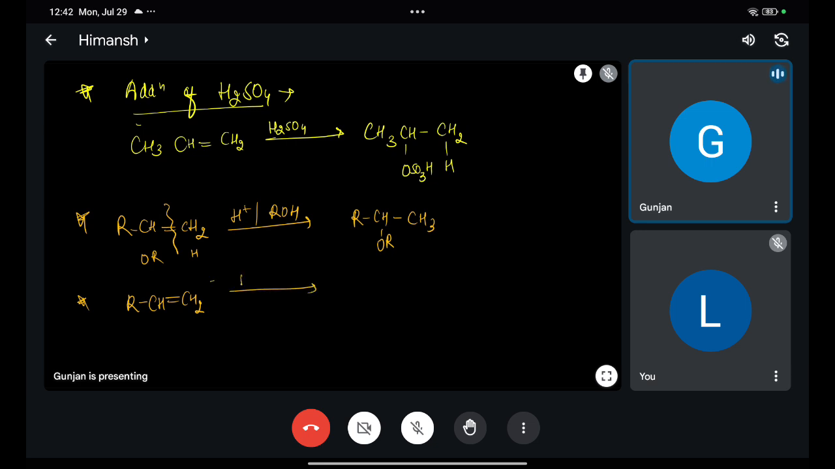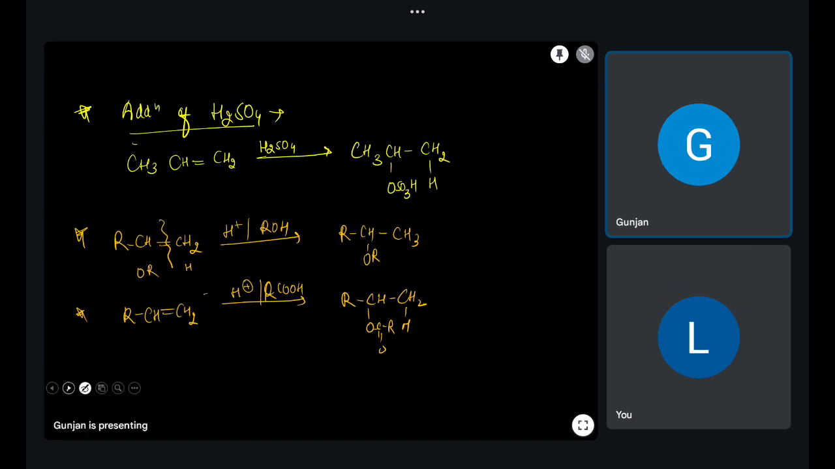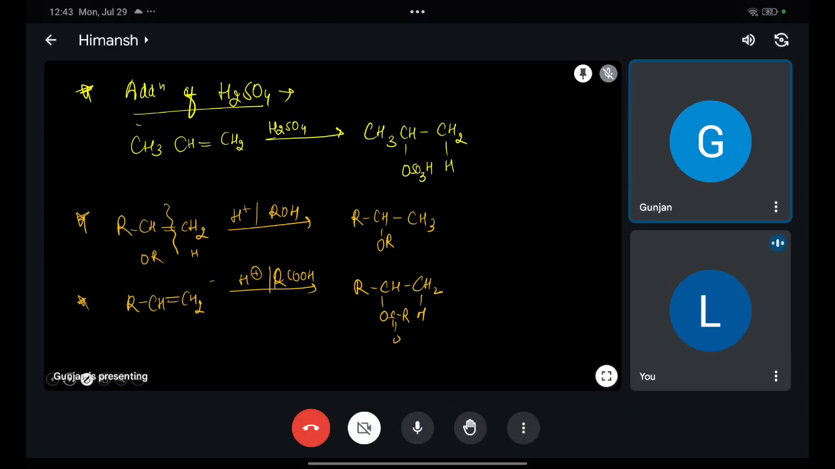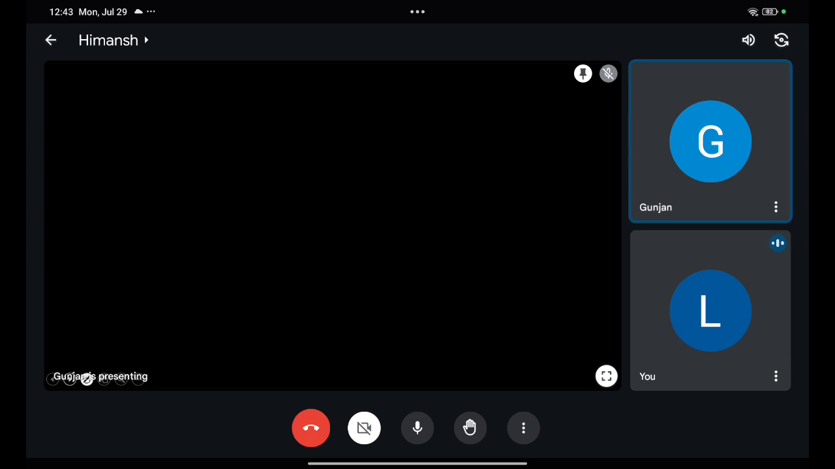Similarly, if we attack H positive acid in the presence of carboxylic acid, RCOOH, we will get what? R, CH, CH2, H will attack over here, and OCOR will attack over here. Got it now? Yes, ma'am, got it.